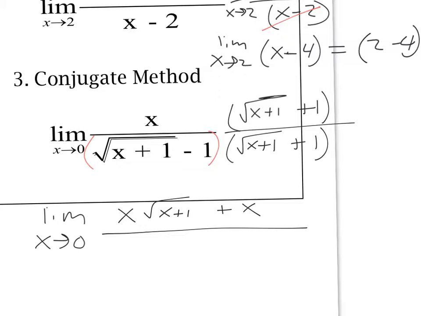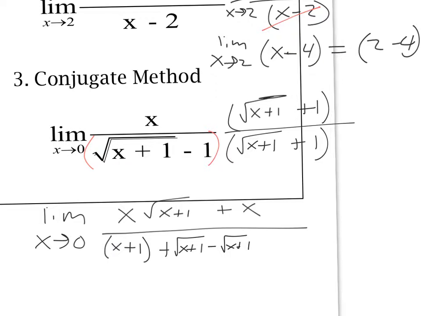On the bottom, let's go ahead and do FOIL. So let's do the first. The square root of x plus 1 times the square root of x plus 1. Well, that's a perfect square now. It's really like saying the square root of x plus 1 squared, so this is really just x plus 1. Okay, let's do the outside terms. Well, that's just 1 times the square root of x plus 1, so that's just going to be plus the square root of x plus 1. And let's do the inside. Well, that's a negative 1 times the square root of x plus 1, so that's just going to be minus the square root of x plus 1.